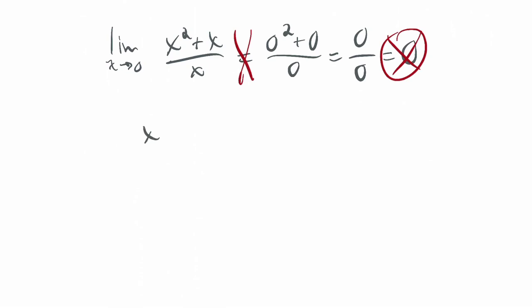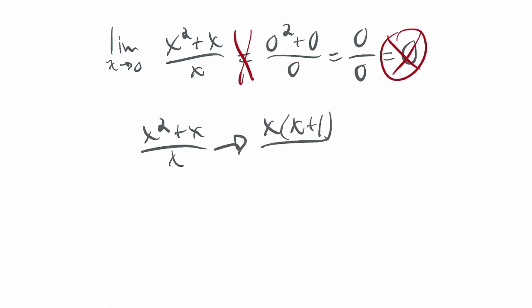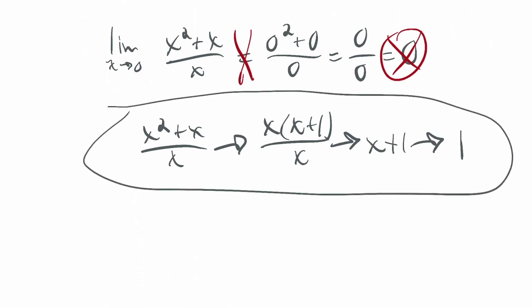They'll say, okay, x squared plus x over x, arrow, and then they'll factor, x times x plus 1 over x, arrow, and cancel, x plus 1, arrow, 1, something like that, right? And they don't mention limits at all. But if the problem is about limits, they need to mention the limit at least some of the time, at least part of the time.